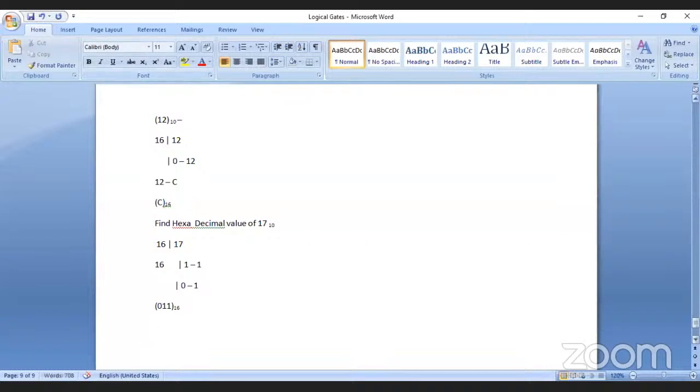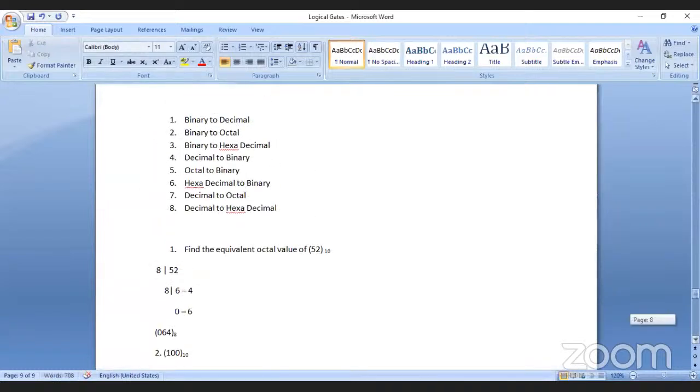Decimal to octal is over, and decimal to hexadecimal is over. We have completed binary to decimal, binary to octal, binary to hexadecimal, and decimal to binary. Next, octal to binary and hexadecimal to binary. So we'll see octal to decimal.